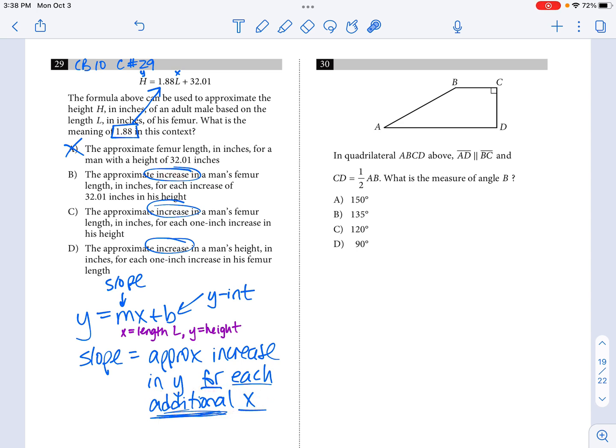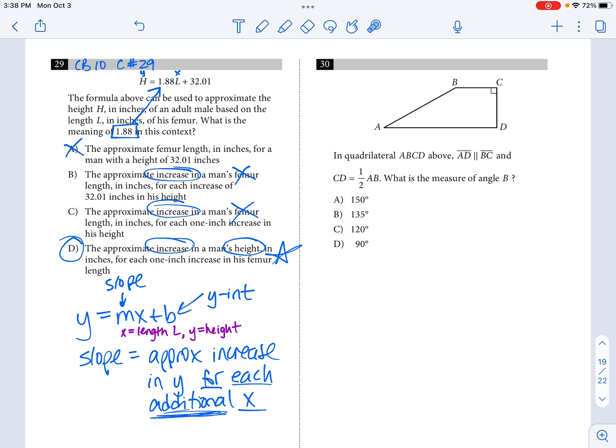So keep that in mind. And we're not measuring an increase in the x value here. The femur length is the x value. That's what the L is. We are supposed to be interpreting an increase in the y value. So that is why the height, this one is pretty important and pretty special. We are measuring an approximate increase in y, and the y here is the height. So this is the only one that says increase in height for each additional increase in femur length. So every time you add an additional inch in the femur, we are looking at an approximate increase in height. So that is why this one is not correct, because we're not measuring femur length here. We are predicting an increase in height based on the increase in femur.